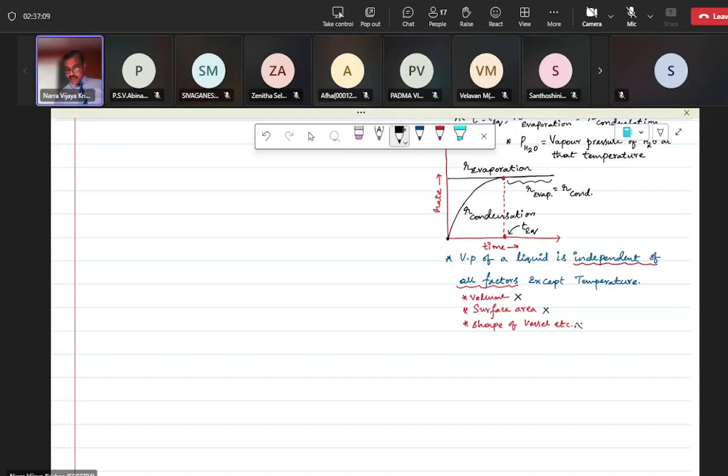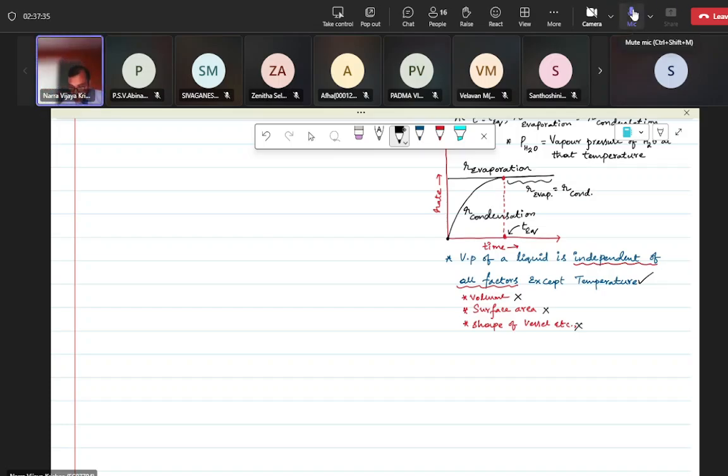Will you understand the meaning of it? Independent, dependent. It means temperature will affect vapor pressure. Can I say vapor pressure as equilibrium constant? What is the relation between temperature and equilibrium constant? Clausius-Clapeyron equation. What is the Clausius-Clapeyron equation?